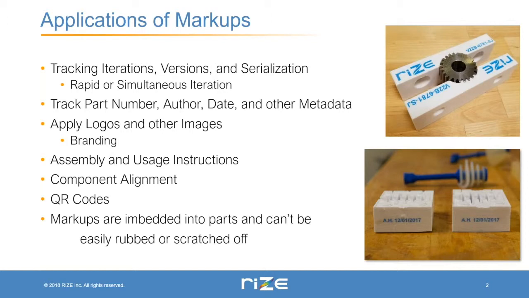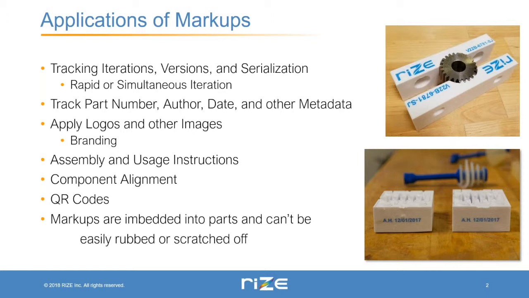Another thing that you can do with this is what we call simultaneous iteration, where instead of printing one iteration at a time, checking it, and then making adjustments and trying another, you could apply markups to multiple different versions, different possible solutions to a part that is being prototyped. After printing all of them, you will have the proper iteration or version identification number on every part that comes off, and then you can test them simultaneously, and then accommodate whatever you learn from those tests into your next round of iterations.